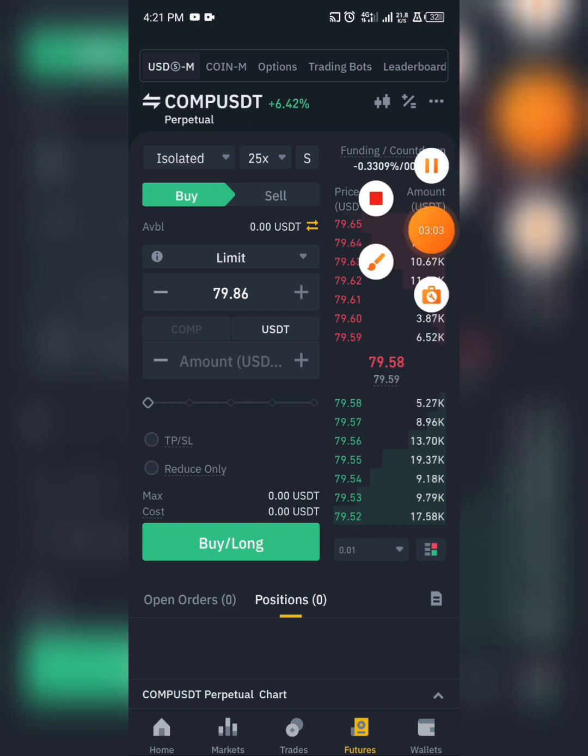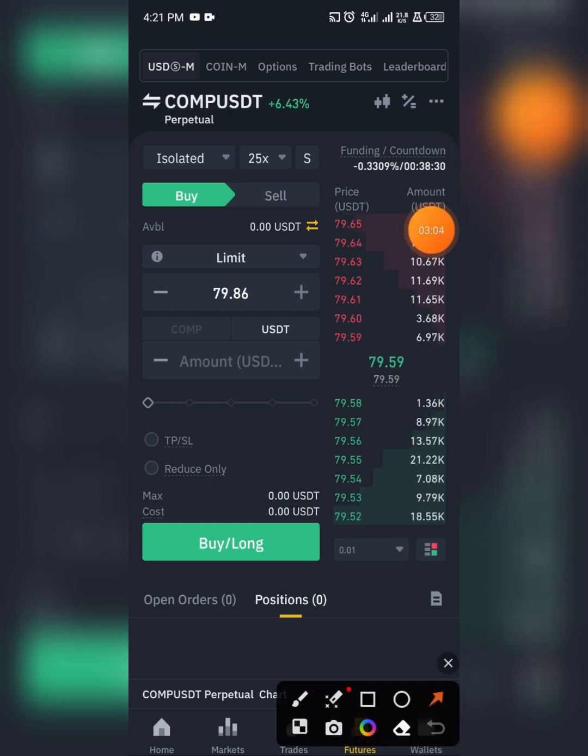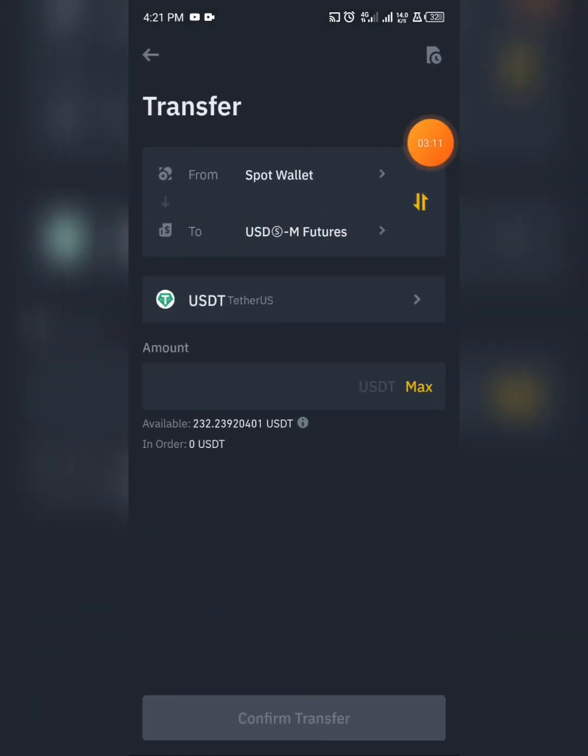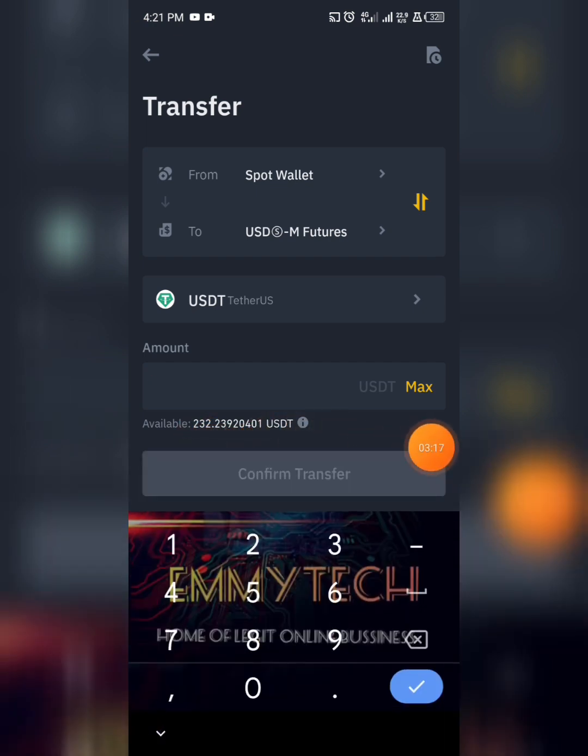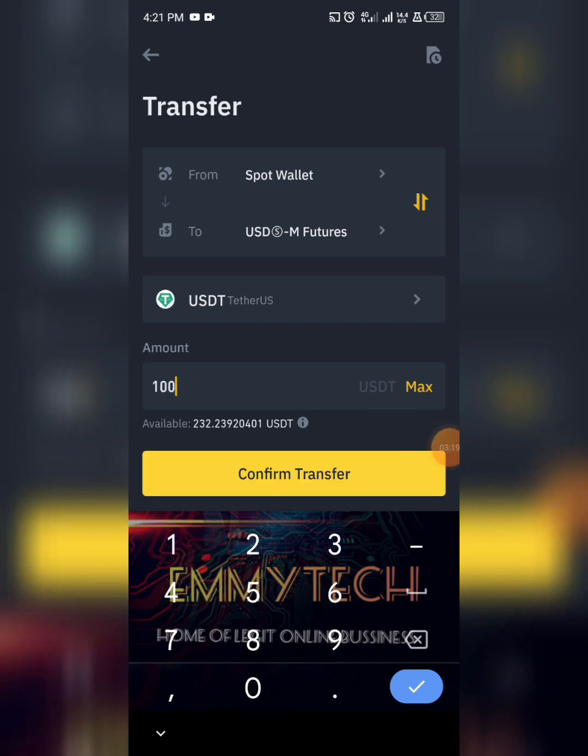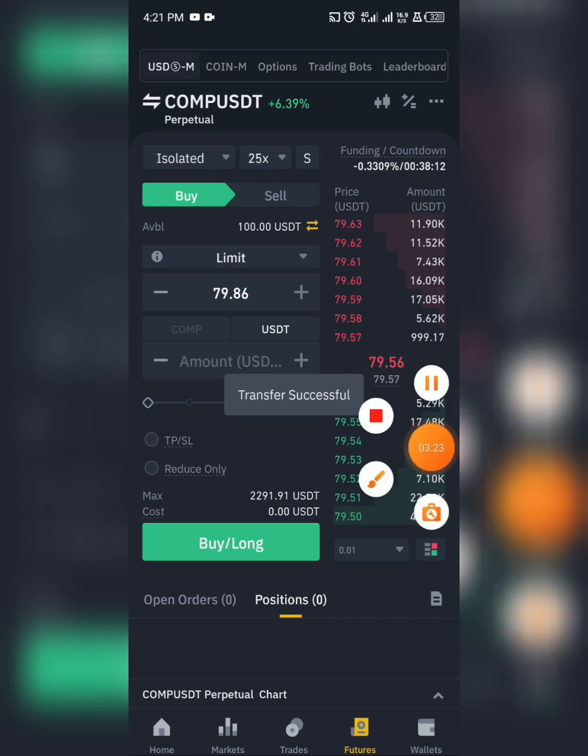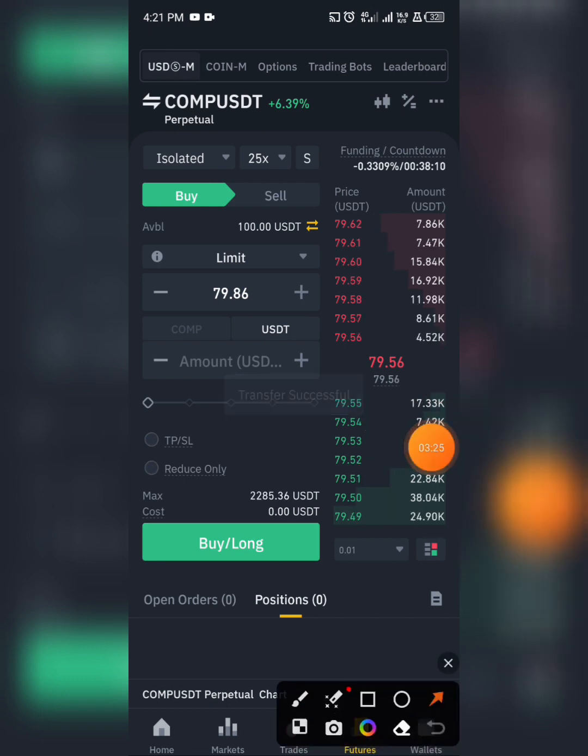To do that, all you need to do is to click on this section. You can see this arrow here. You click on it, and it will take you here, so you can see your balance. You can see available balance. I have $232 on my spot wallet. So all I need to do is to put the amount of USDT I want to move to my futures wallet. You click on confirm. You can see it very clear, $100 in my wallet. Once this is done, you are good to go.